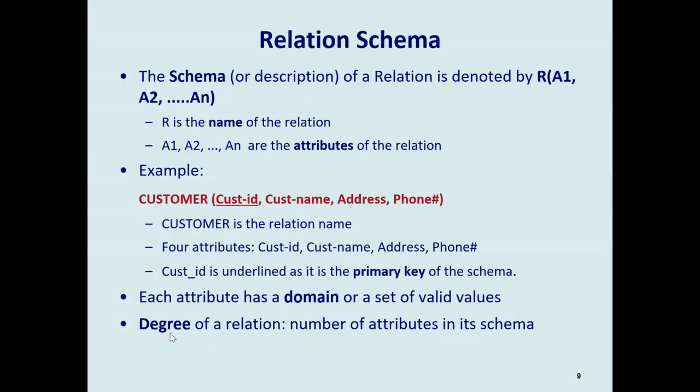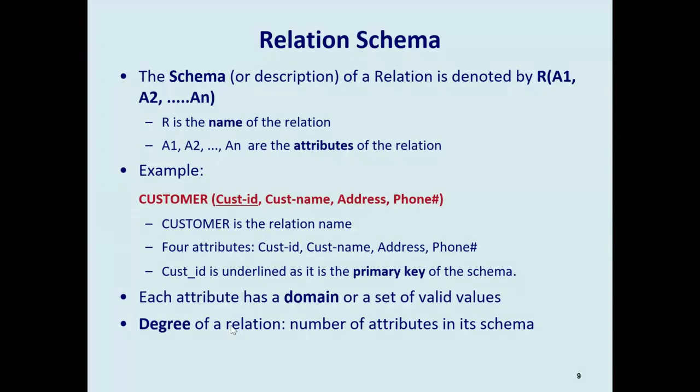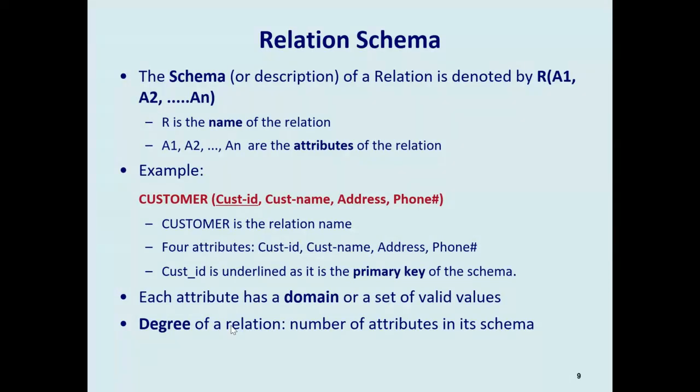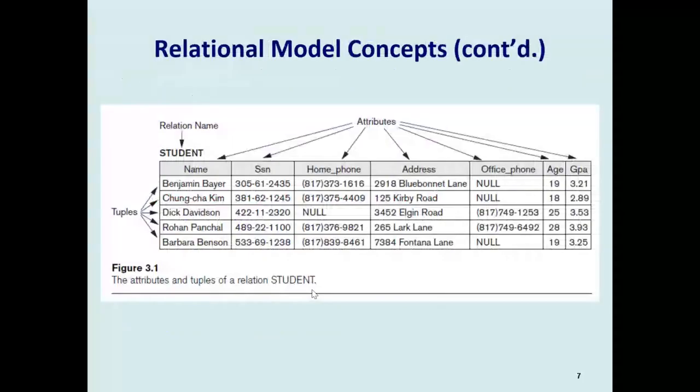Then we also have the definition of the degree of a relation. The degree of a relation simply represents the number of attributes in that relation. For example, this customer relation has 4 attributes, which means the degree of customer is 4. If you come here to the student, how many attributes do we have? 7. So the degree of student is 7.